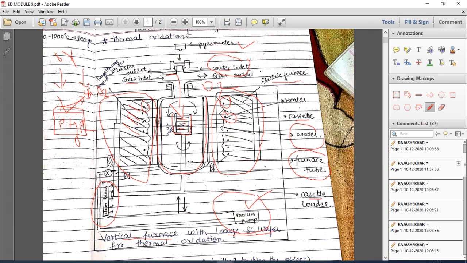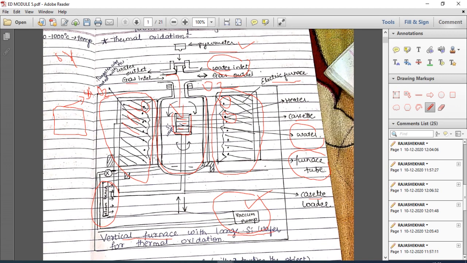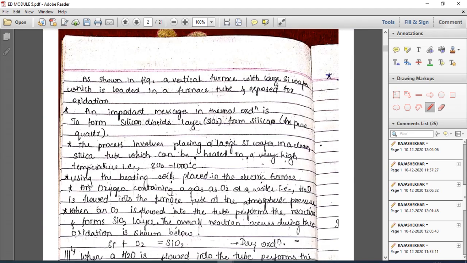So this is how the vertical furnace is used to perform one process, that is thermal oxidation, to create one layer on the surface of the p-type material. Only for that we are doing this thermal oxidation. I hope it is clear for everyone, and I will show you some reactions which I mentioned.